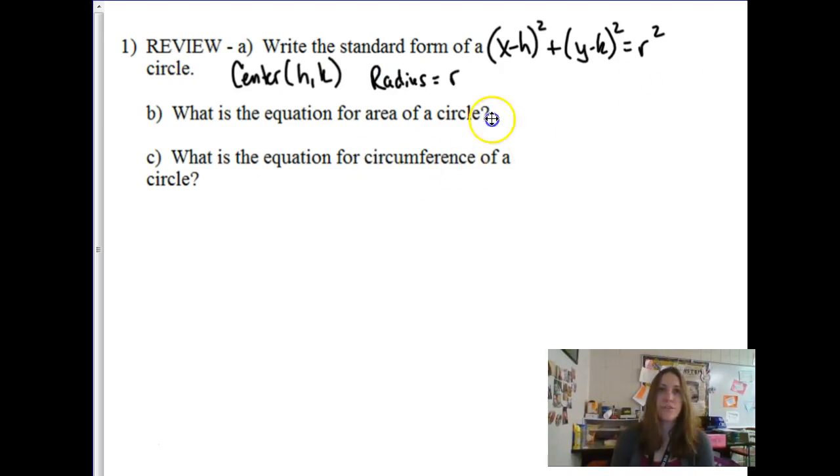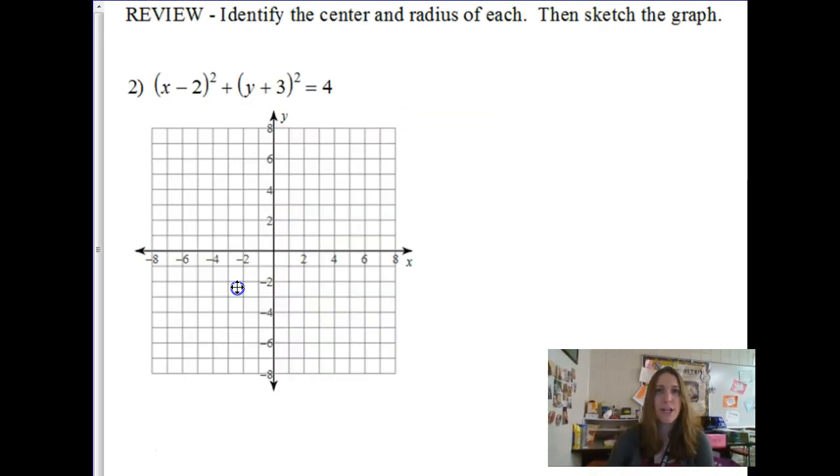So what is the equation for the area of a circle? This is good review for test prep, right? Area is pi r squared. And then circumference of a circle is either diameter times pi, or you can think of it as 2 pi r because twice the radius is the diameter. I like diameter times pi because kids tend to not confuse it with pi r squared too much if I write it that way. Alright, so a little bit of review.